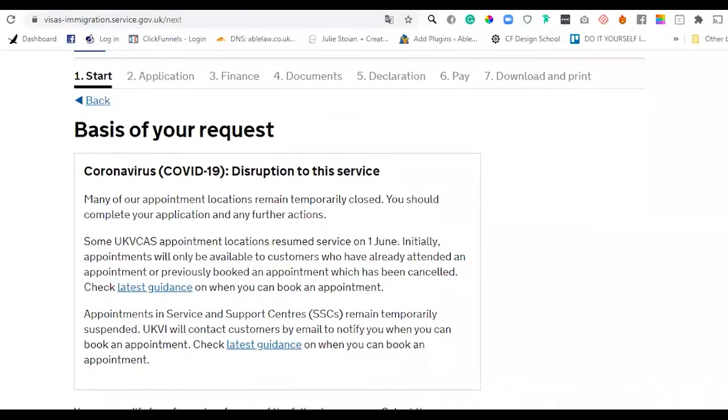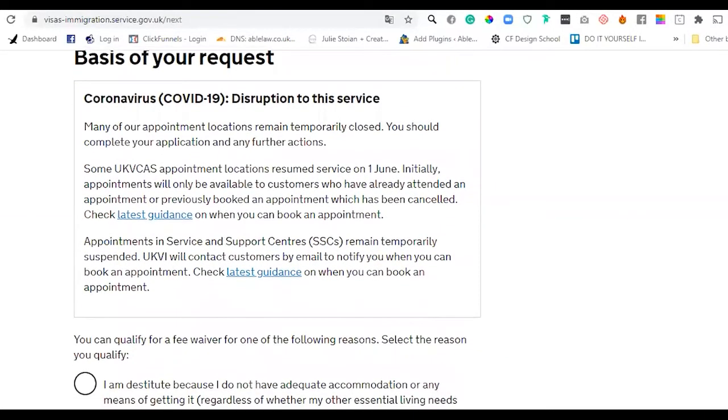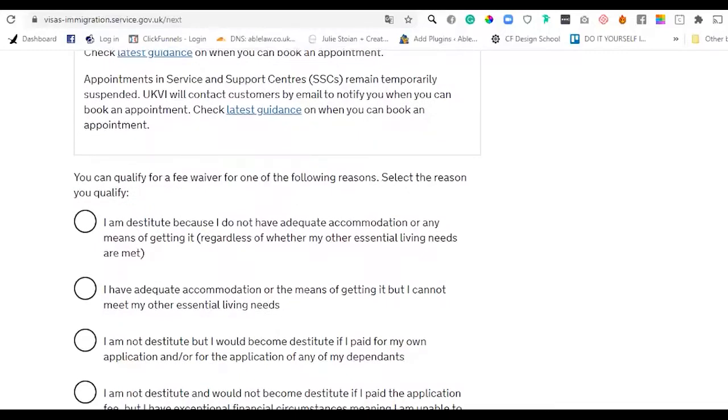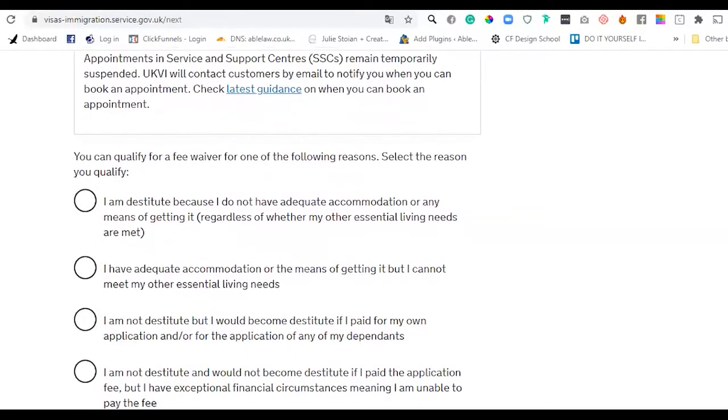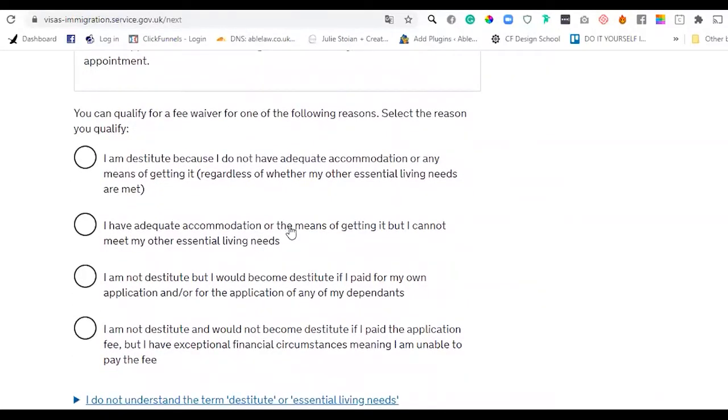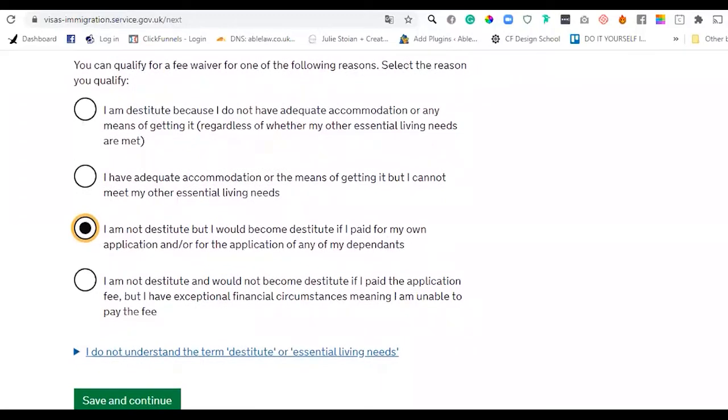And then it says basis of your request. You can qualify for a fee waiver for one of the following reasons. Select the reason you qualify. Because I'm destitute, because I do not have adequate accommodation or any means of getting it. I have adequate accommodation or the means of getting it, but I cannot meet my other essential living needs. Other essential living needs may be things like bills, council tax, your gas, electricity. And then it says, I'm not destitute, but I would become destitute if I paid for my application and or the application of any of my dependents.